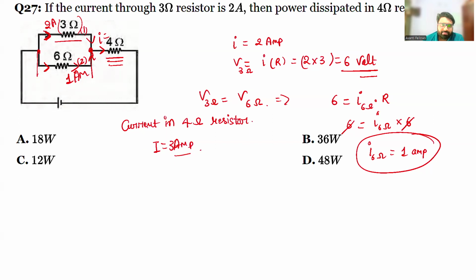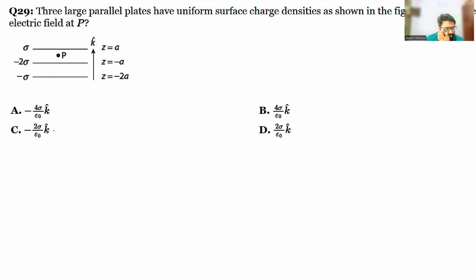Okay. Now power dissipated we can easily calculate. Power is nothing but I square into R. Now I square you have to take for the 4 ohm resistor, so it will be 3 square multiplied by R, the value of resistance itself. So it will become 9 into 4, which is 36 watt. Option D is the correct answer. I hope you got it. Now move on to the next one.